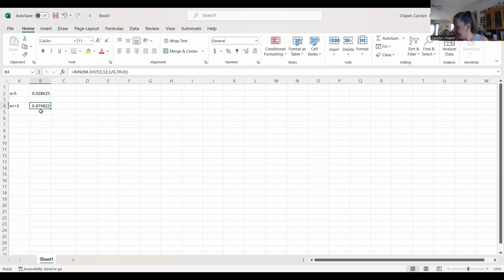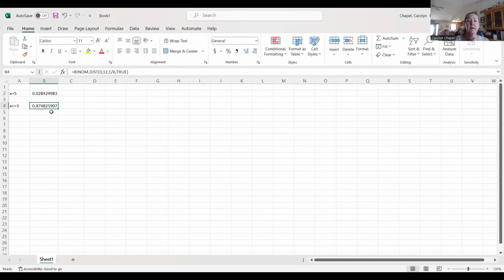And there's my 0.874822. In StatCrunch, it gave us a few more digits. I could probably get some more. There we are. So StatCrunch had 191, here they have 1907. So again, the exact same thing. This one, we wanted to do X greater than or equal to 5.